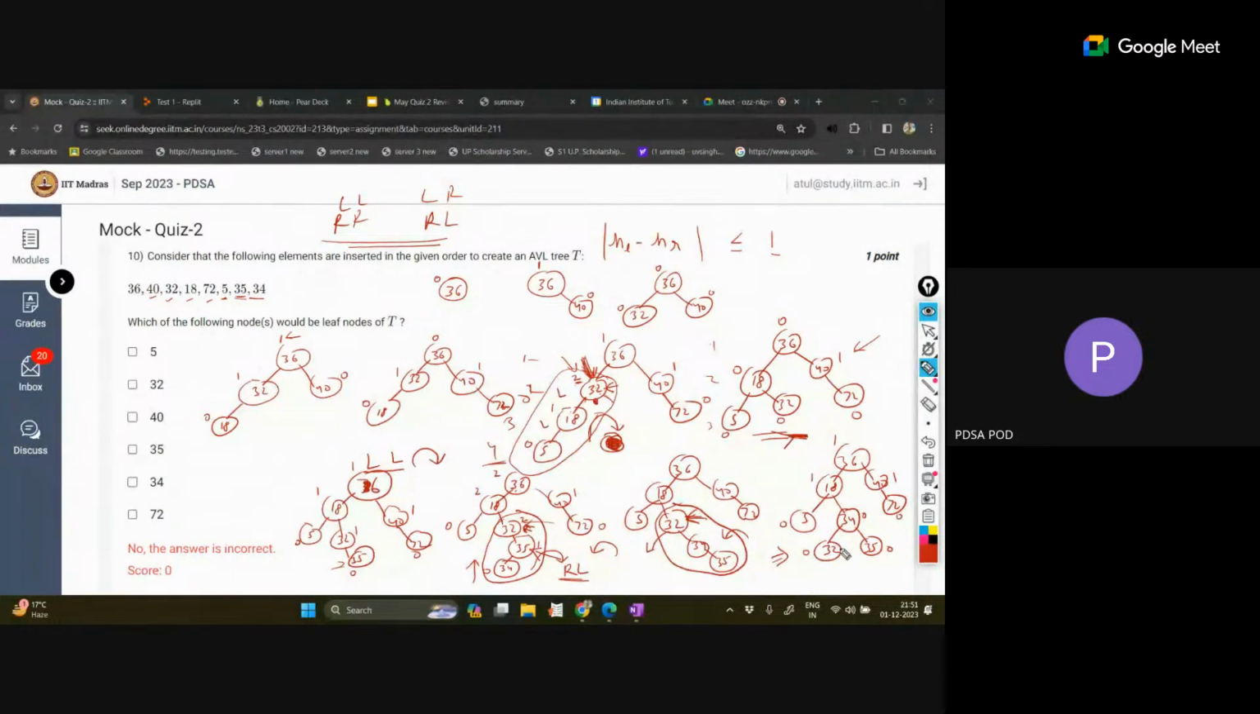So which leaf nodes are coming? 5, 32, 35 and 72. So 32, 35 and 72, and 5 is also a leaf node. Yeah, 5 is also a leaf node. These four are the correct answer for this.